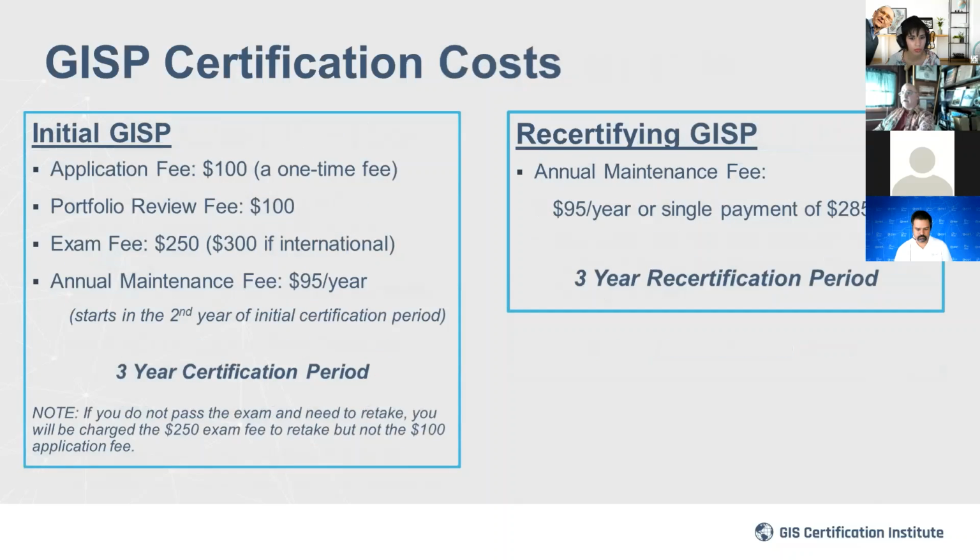The first year that you're certified, if you checked all of those boxes and finished it, it would cost you $450. Beyond that, starting in the second year of your certification, you will pay $95 per year for every year that you continue to be a GISP. That's the entire fee process.